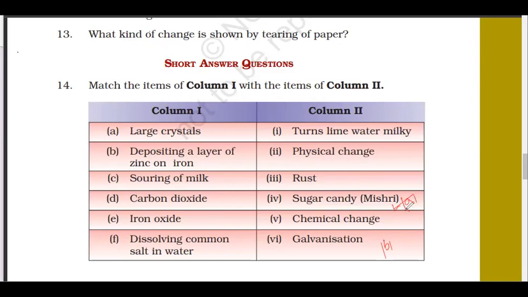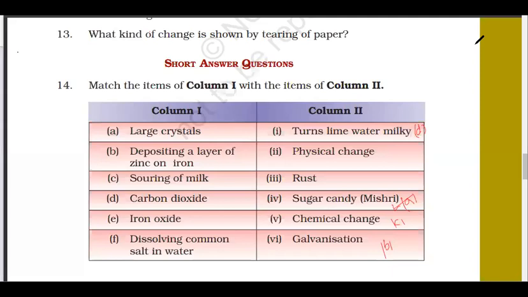Souring of milk is a chemical change. It is C. Chemical change. Very good. Next. Carbon dioxide. Yes, carbon dioxide turns lime water milky. So it is D. Carbon dioxide turns lime water milky. Right, everyone? I hope everyone remembers the activity.